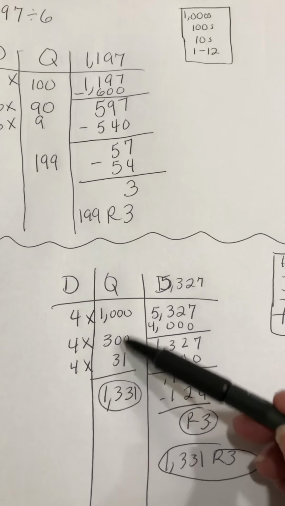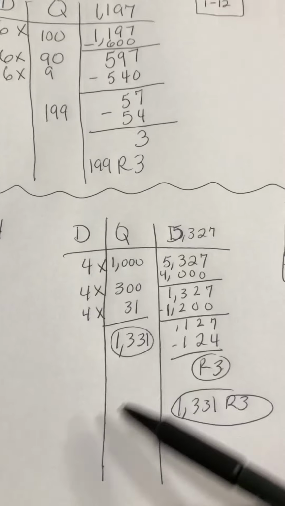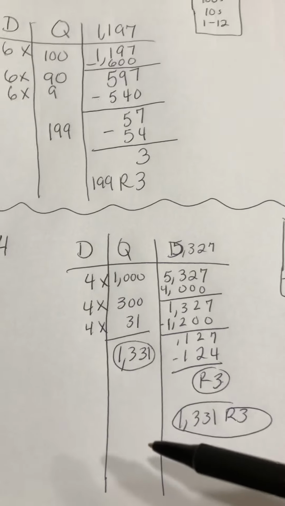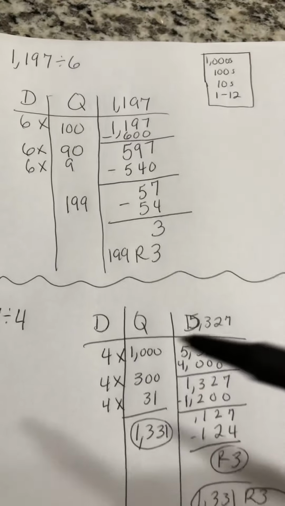Because the smaller your numbers are here, the more steps you're going to have to do. And the more steps you're doing, the more you open yourself up to making mistakes. So think high, think large right away.